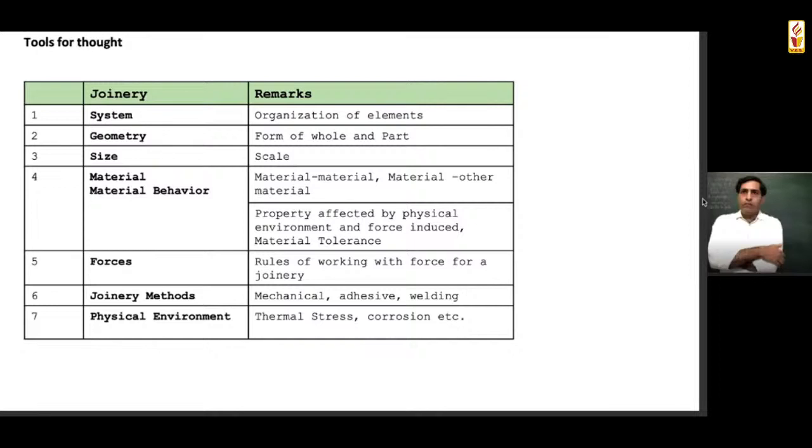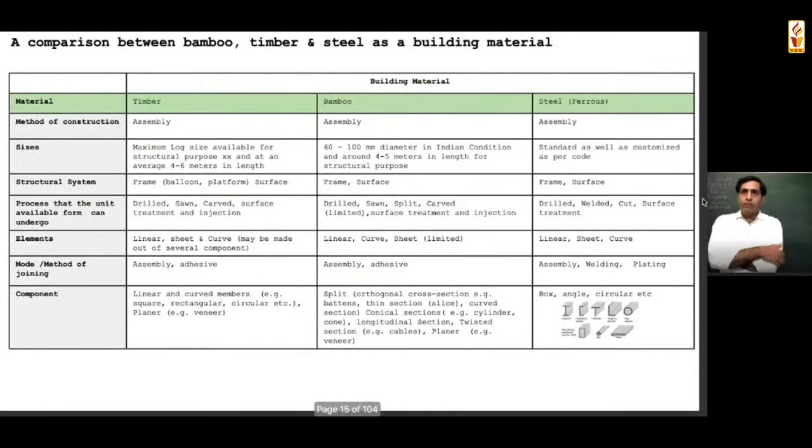Okay, so let's go to the next one. What I've done is I have taken the same point and compared timber, bamboo and steel. I'll not get into the detail of it, but the moment you know one material in a linear assembly, you will be able to compare it with another material, because only in comparison will you be able to understand differentiation, and our purpose of understanding technology is to differentiate.